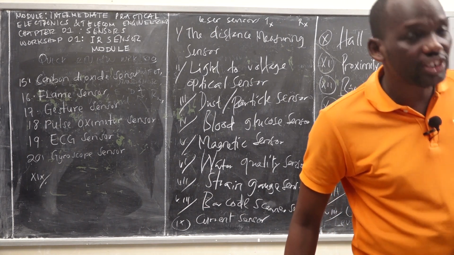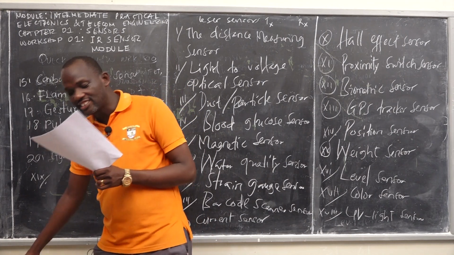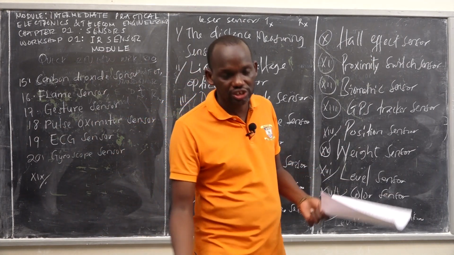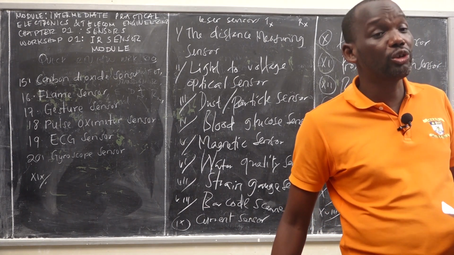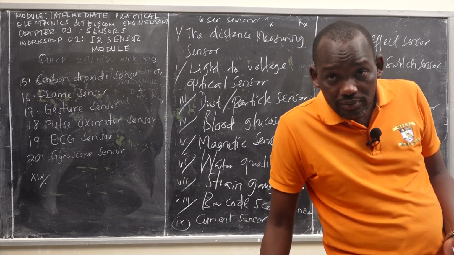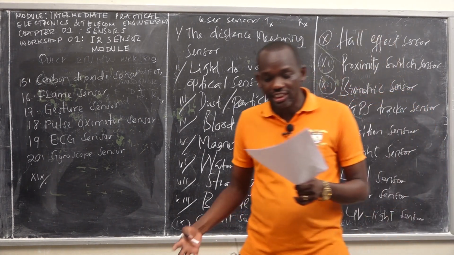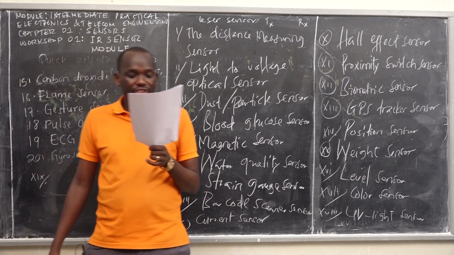Then we have the vibration sensor. This is the sensor which detects vibration. In different places, for example in motor vehicles, most of the parts vibrate. So the vibration sensor detects vibration. Then another sensor I mentioned is the touch sensor.